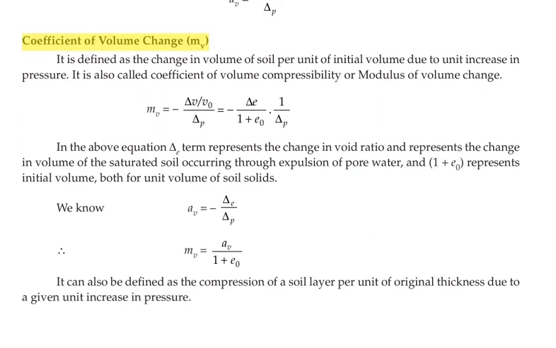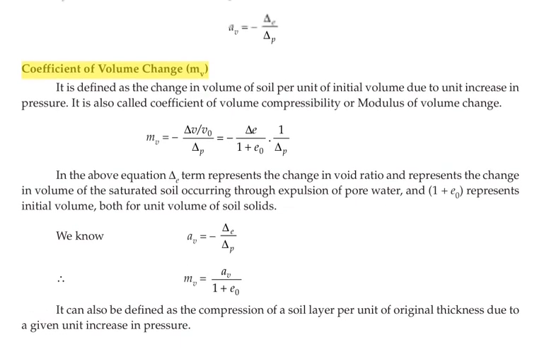Next we are going to see the coefficient of volume change MV. It is the change in volume of soil per unit initial volume due to unit increase in pressure. It is also called coefficient of volume compressibility or modulus of volume compressibility. Therefore MV is equal to del E divided by 1 plus E0 into 1 by del P.